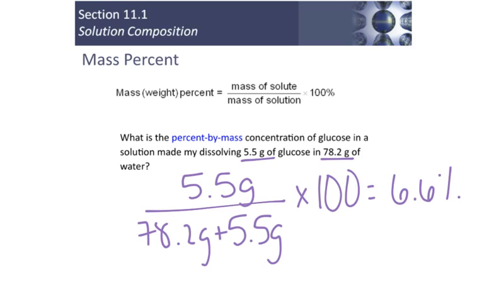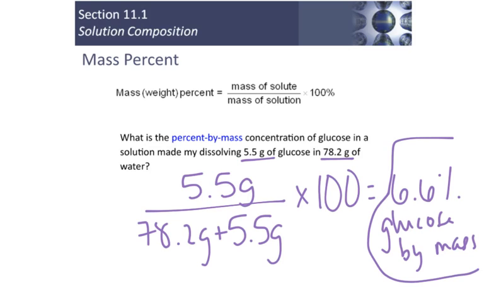Now, you can't just leave it like that. You actually have to label with what it is you're talking about. So you would say 6.6% glucose by mass. That's really important because there are such things as percent by volume. We don't use that a lot in chemistry, but there is such a thing as percent by volume. There's also mass by volume, so you just need to be really clear with what it is you calculated.